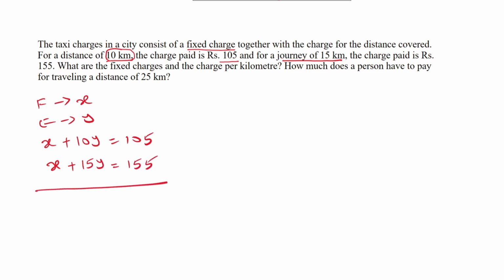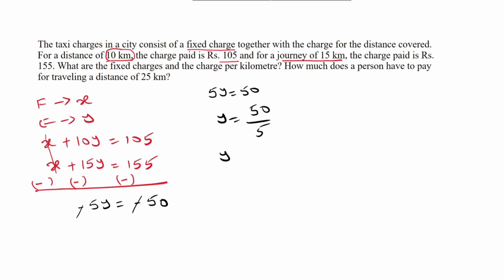I'm subtracting both the equations. So plus x becomes minus x, plus 15y becomes minus 15y, plus 155 becomes minus 155. Plus x minus x cancel. 10y minus 15y is minus 5y, equals 105 minus 155, which is minus 50. Both sides negative cancel, so 5y equals 50. Then the y value is 50 by 5, which is 10.